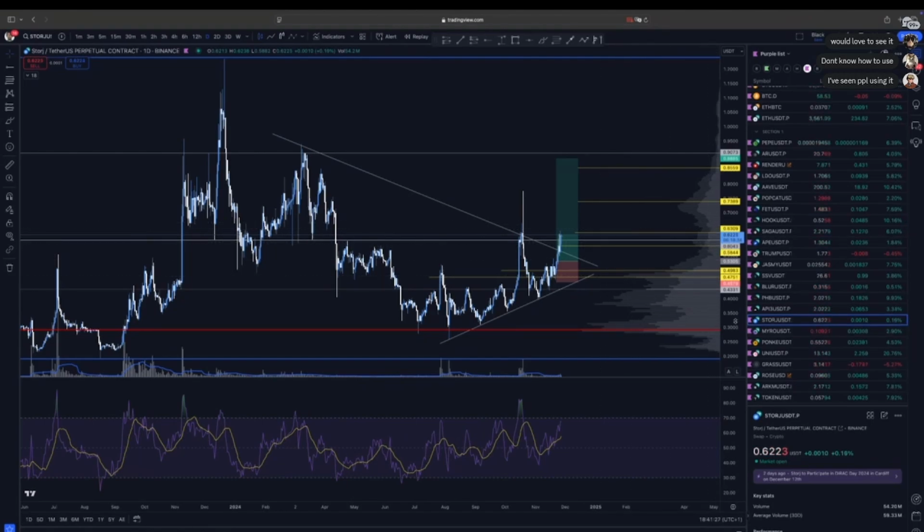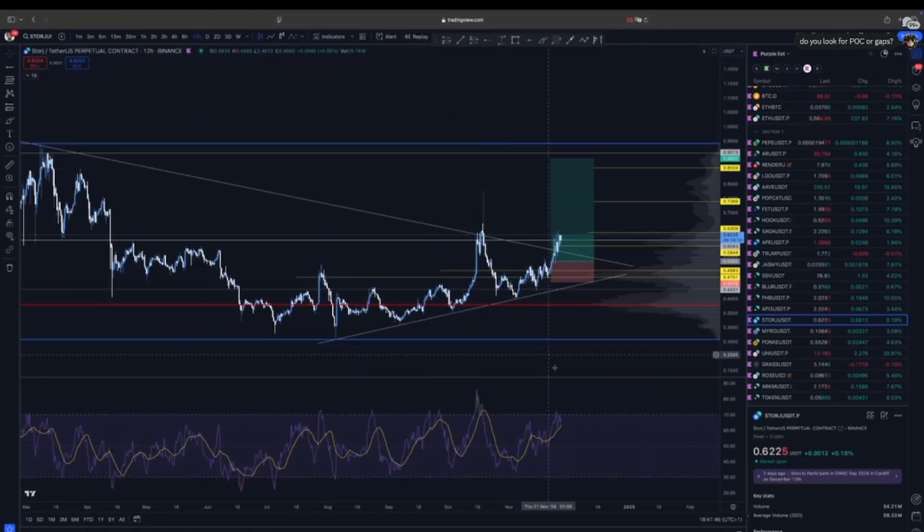So a lot of people use it for a lot of different reasons. And it can get confusing, right? Use it the way that you want to or how you learn it or how you prefer to use it. This is how I use it. I will look at a reclaim of, so let's look at the 12 hour.